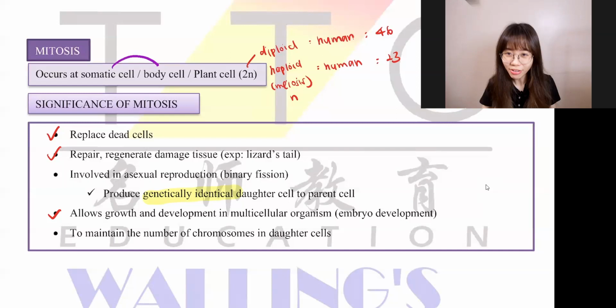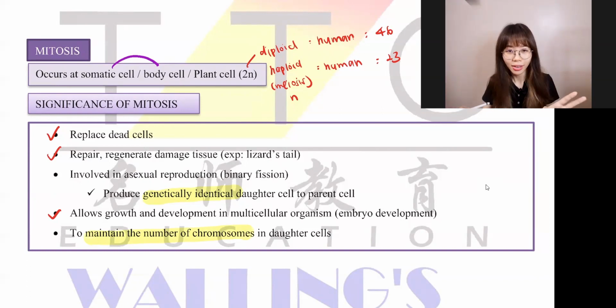Next, what I usually write is to maintain number of chromosome in daughter cell. Maintain number of chromosome, what does it mean? As I mentioned, if my hand is 46, then I should produce 46. I will never produce 47, 48, 49. It will always be the same. We call this genetically identical cell, to maintain number of chromosome in daughter cell. I will teach you what is daughter cell, what is chromosome later, to calculate the number of chromosome later, okay?